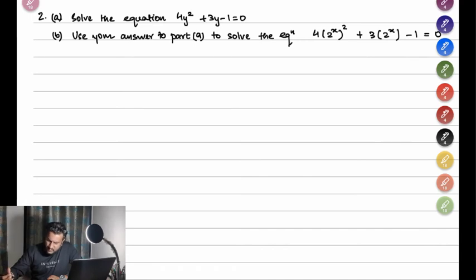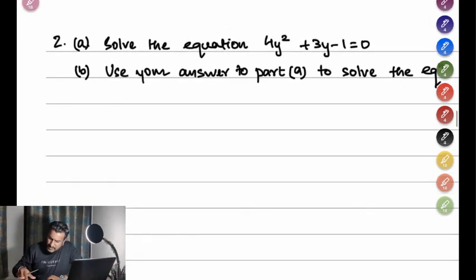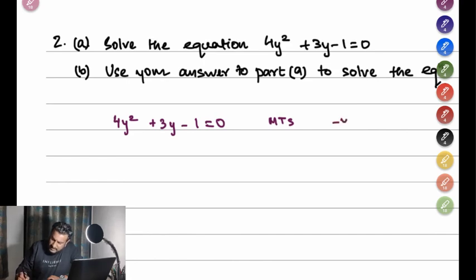Solve the equation 4y² + 3y - 1 = 0. So if I write down 4y². Now if I use MTS, middle term splitting, over here, my product of the first and last term is negative 4. So I need to break down negative 4 in such a way that the product is negative 4 but the sum is positive 3. So these are the possible answers.